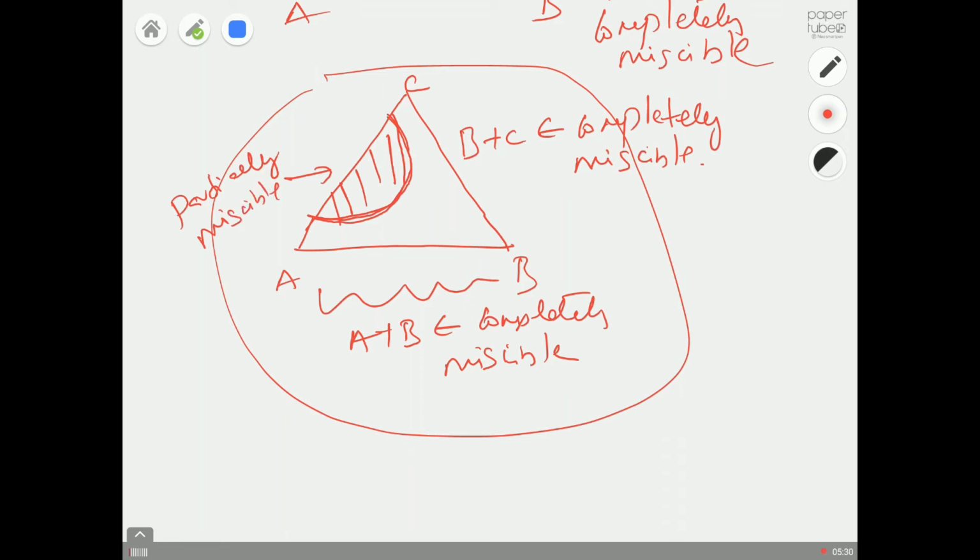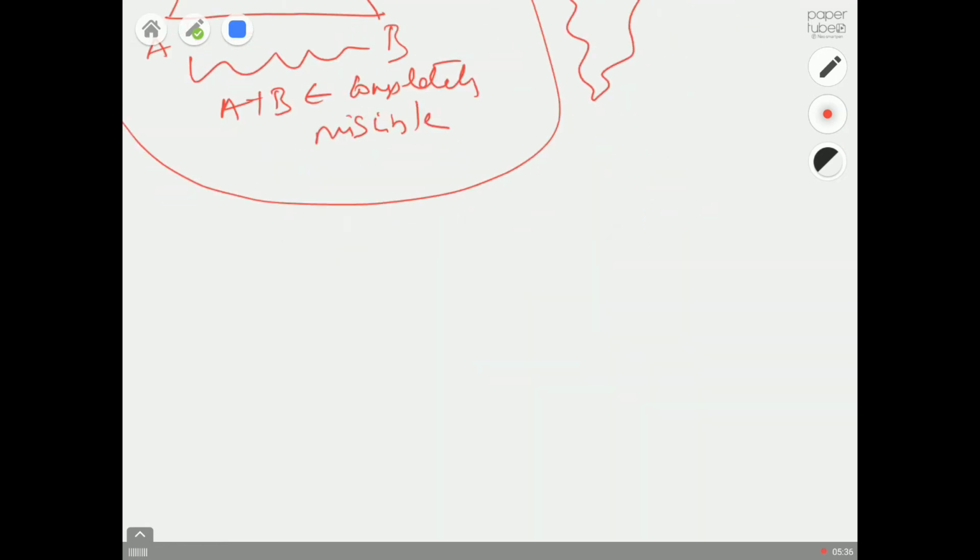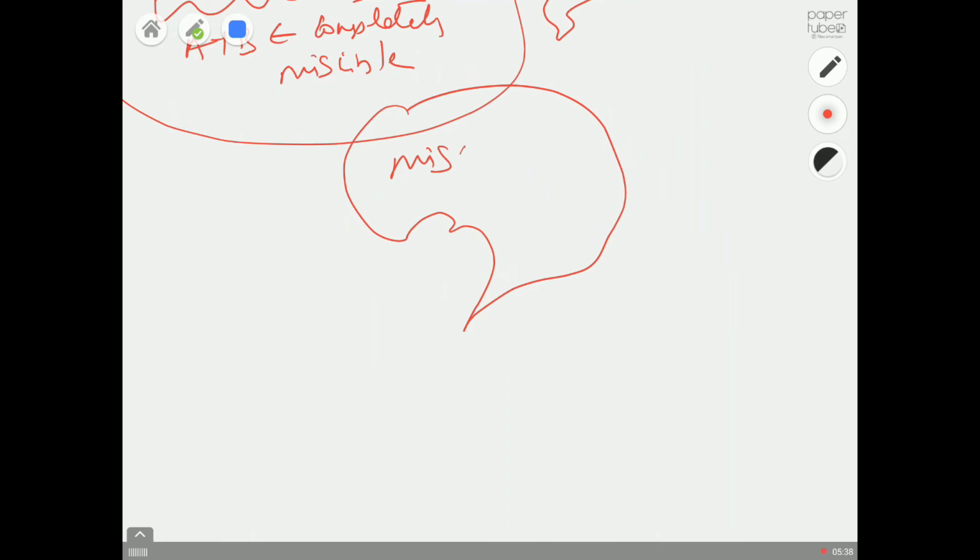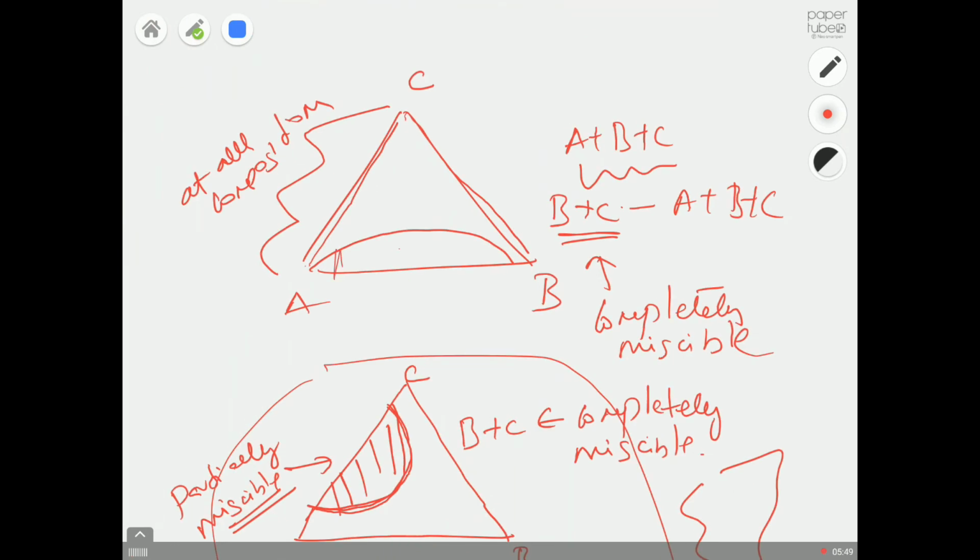Remember, I said to you before, whenever we talk about liquid-liquid extraction, you have to think about miscibility. If miscibility is good, separation becomes harder. If miscibility is poor, then separation becomes easier. And in this diagram, go back to this diagram, A plus B is partially miscible.